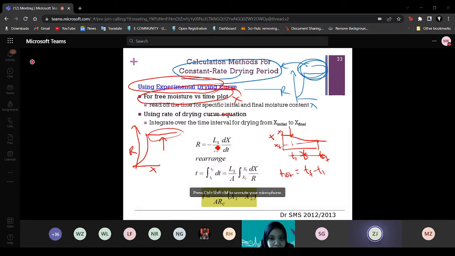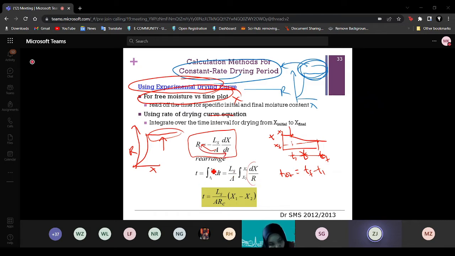All right, it's very easy. So remember that the rate of drying is using this equation. This is the general equation. R equal to minus Ls over A, dx over dt. So you rearrange. dt becomes over there. All right. And then you integrate it. So it becomes T equal to, well, integration of dt equal to Ls over A, integration of dx over R. All right, because R is moving down there.